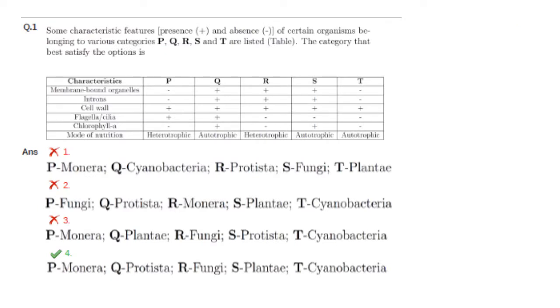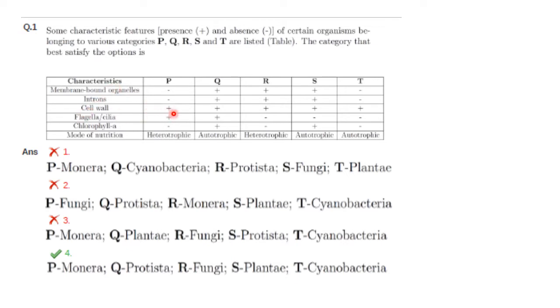So coming to the first question. Some characteristic features, where presence is given by plus and absence is given by minus, of certain organisms belonging to various categories P, Q, R, S, T are listed in the table. The category that best satisfies the option. So membrane bound organelles are found only in Q, R and S but not in P and T. Then introns are found only in Q, R and S. So naturally they are eukaryotic, whereas P and T are prokaryotic.